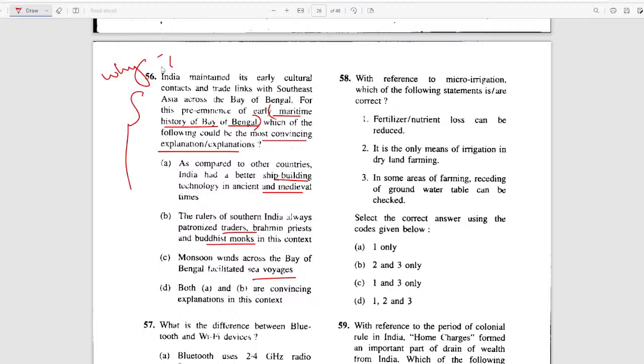Why India had a maritime trade history in the area of the Bay of Bengal, and what are the kings who were involved in the overseas trade, the international trade. And for example, if India was famous for any particular product, what were the products that were famous?